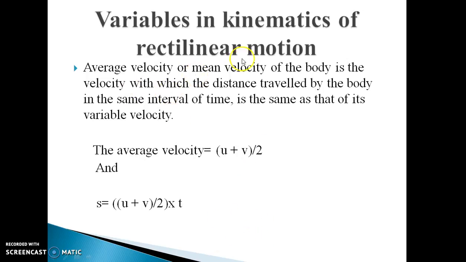Average velocity or mean velocity of the body is the velocity with which the distance travelled by the body in the same interval of time is the same as that of its variable velocity. The average velocity of the particle is given by initial velocity u plus final velocity v divided by 2, and displacement s is given by (u plus v) divided by 2, into t.